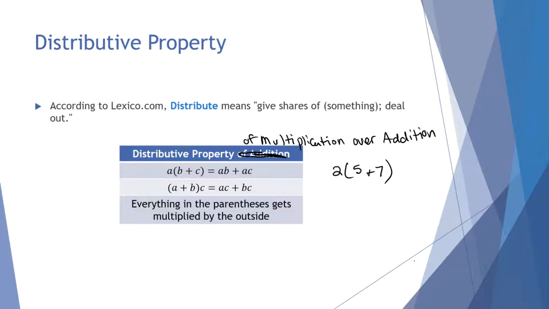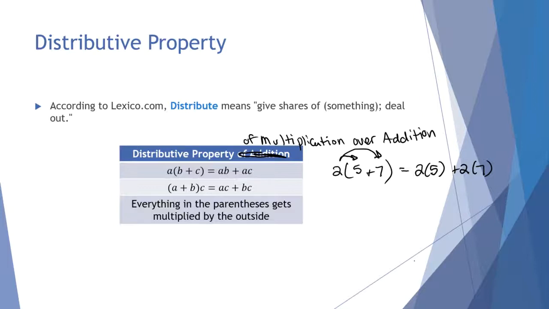You multiply them together. So you multiply 2 times the 5, and you multiply 2 times the 7. That's what the distributive property means, is that whatever's outside those parentheses gets multiplied by everything inside the parentheses. And you'll get the same answer here.